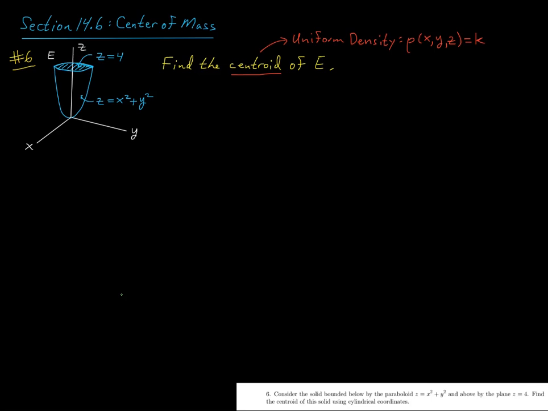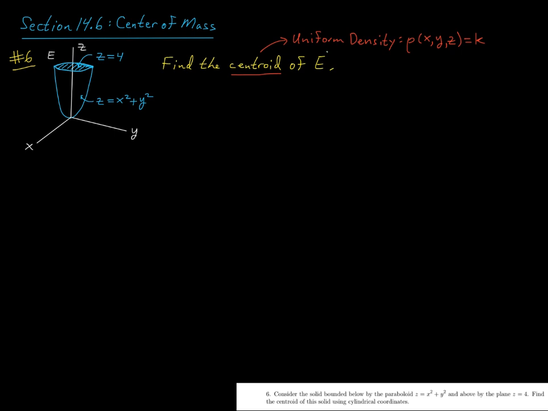All right, next up is question 6 that says to consider the solid bounded below by the paraboloid z equals x squared plus y squared and above by the plane z equals 4. Find the centroid of this solid using cylindrical coordinates. And I've gone ahead and just sketched a picture of our solid. Here's our paraboloid and the plane.